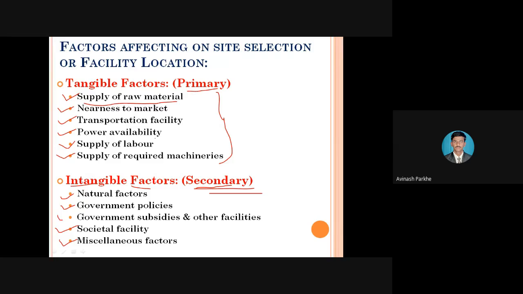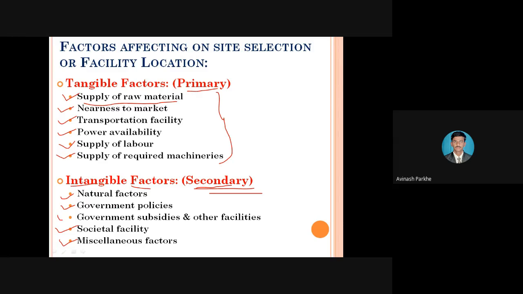And rather than this, some intangible factors, meaning some natural factors, some government policies. You have to take the prior permission from that particular government. You have to utilize some government subsidies. Some social facilities are available or not. So like that, tangible factors as well as intangible factors we have to consider. And if all these particular factors are satisfied, then and only then can we go for finalizing that particular land or finalizing that particular site. So these are the tangible factors, that is primary, and intangible factors as secondary. This many factors we have to consider during the site selection.